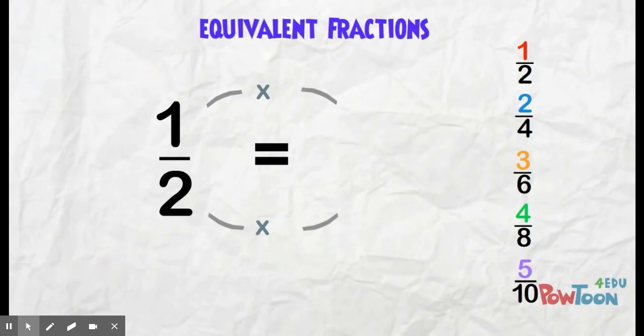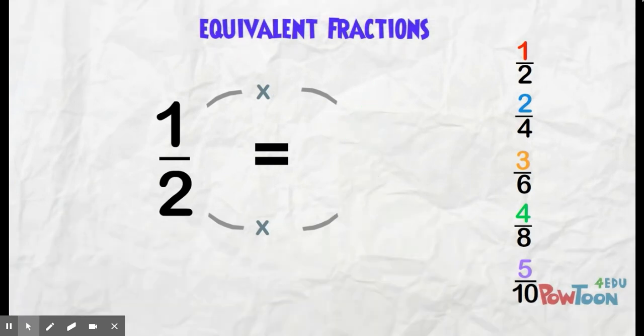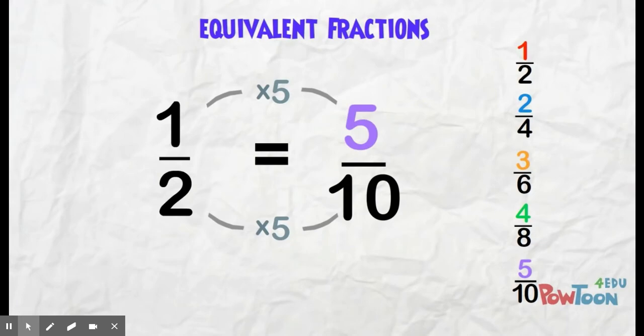So if I use a factor of 3, I get this equivalent fraction. A factor of 4 gets me this equivalent fraction. And when I use 5, I get this equivalent fraction.